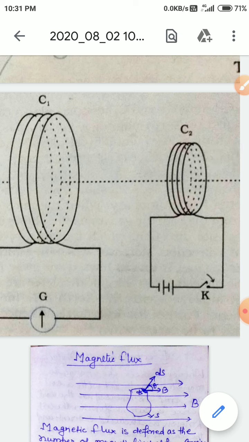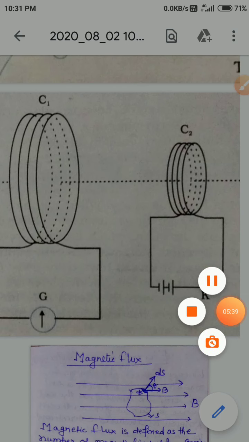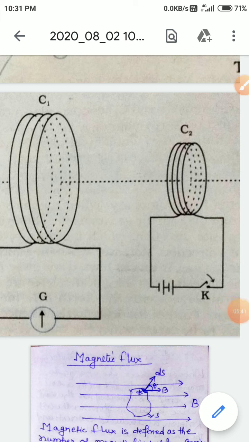Similarly, when we release the tapping key, the current begins to decline, gradually decreasing to 0. So again a momentary deflection is observed in the needle of the galvanometer, and it is due to the decreasing magnetic field produced by the coil C2, which is linked with C1. So everywhere the changing magnetic field linked with the coil is the basic cause of the current that is produced in the coil.